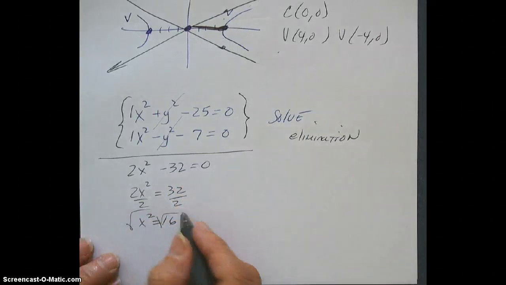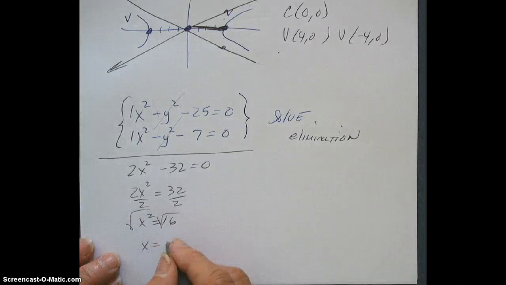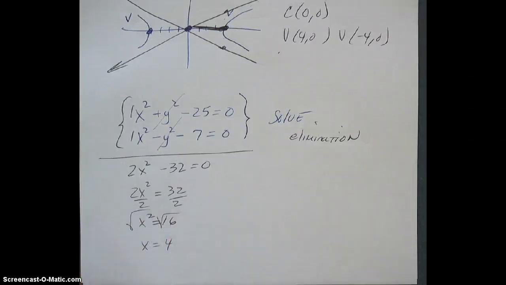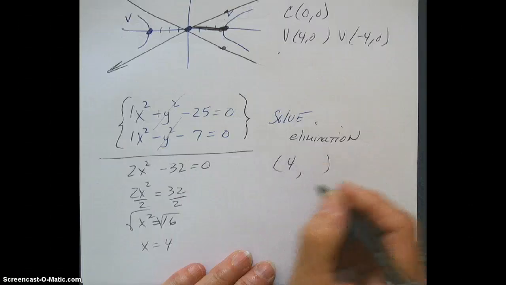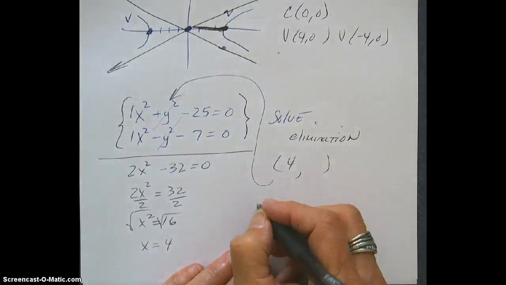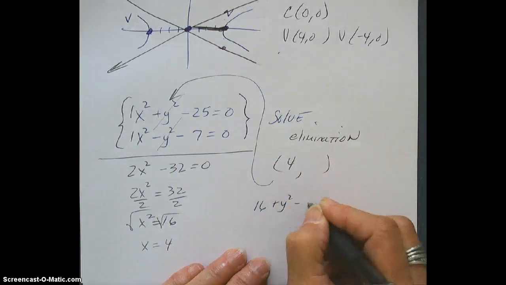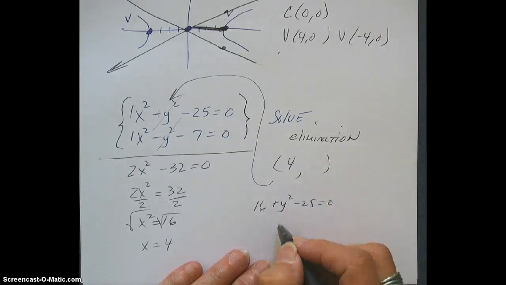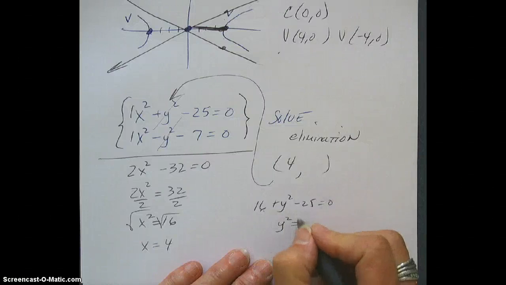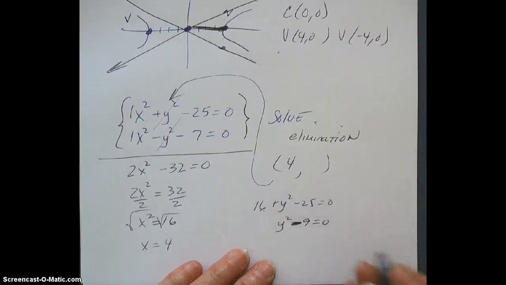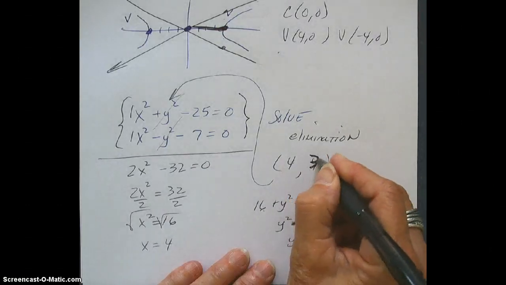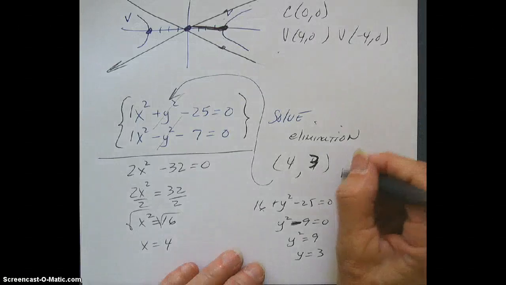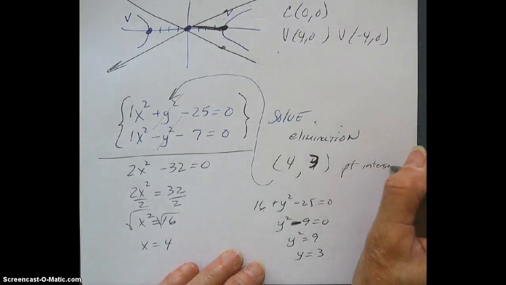So where are these two graphs going to intersect? When x equals 4. So when x equals 4, let's plug that back into one of these equations and see what y will be. So 16 minus 25 will be a negative 9 equal to 0. Let's solve for y, so y will equal 3. So when we're solving, we're trying to find a point of intersection, and that's what this point is.